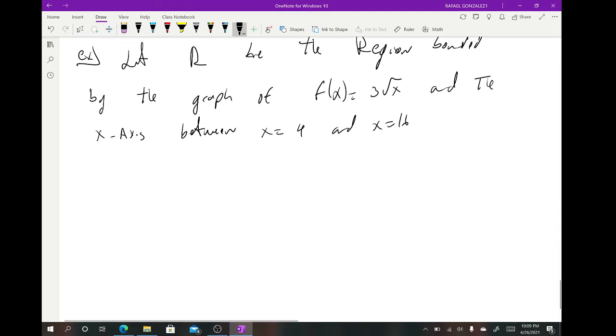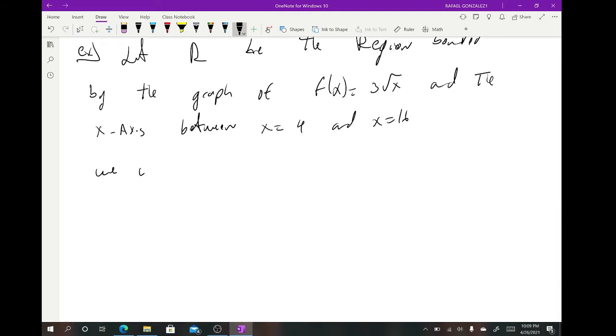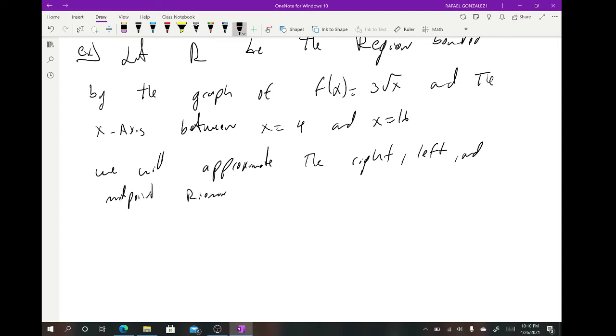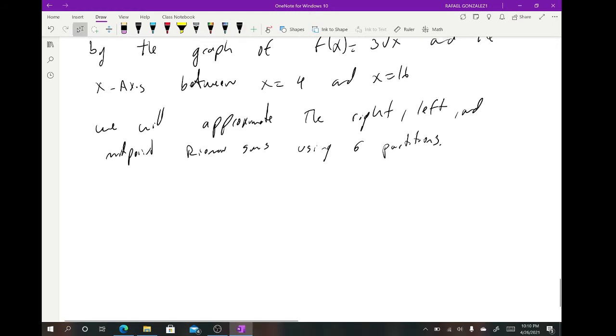And what we will do is we will approximate the right, left, and midpoint Riemann sums using 6 partitions. Okay? So that's what we're going to do.